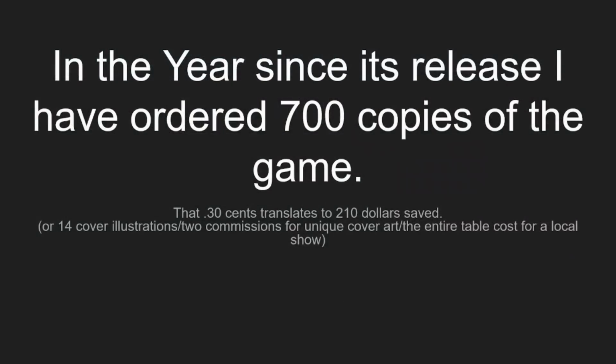So I've ordered 700 copies of this game in the last year. That 30 cents a copy translates to about $210 saved, or to break that into the things I can buy with that $210, that's 14 cover illustrations that I could license from Dean, who we talked about at the beginning of the video. That is 2 unique commissions if I wanted to commission a really good artist online, and $10 to buy myself a Chipotle burrito bowl afterwards, or it is the entire cost for a local show if I wanted to bring Desks and Dorks to a local convention.